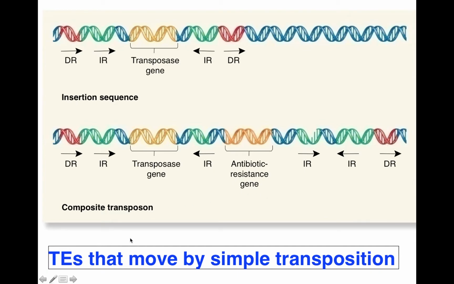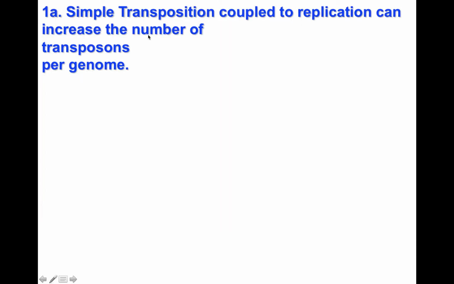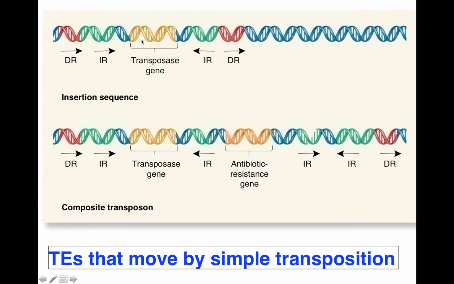Okay, here's a couple of different examples of transposable elements that move by simple transposition. So here is a transposase gene that is encoded by the transposable element. So the actual transposable element is right here. Okay, it includes the inverted repeats. The direct repeats are the consequence of integration at this site.